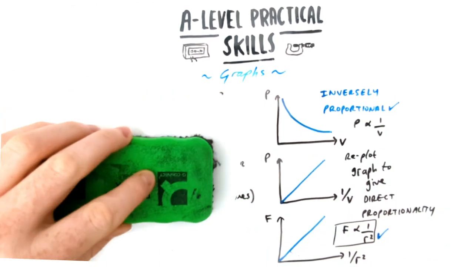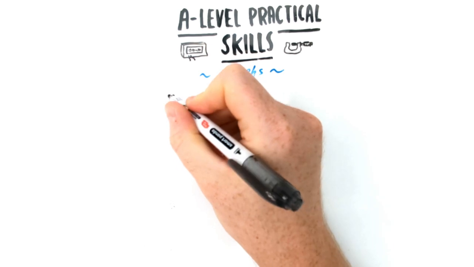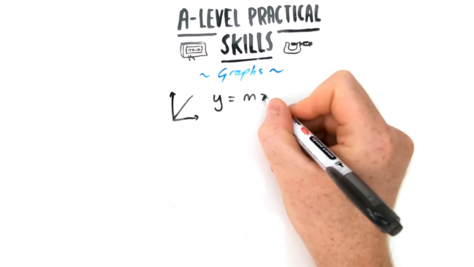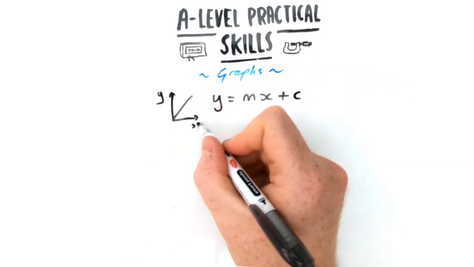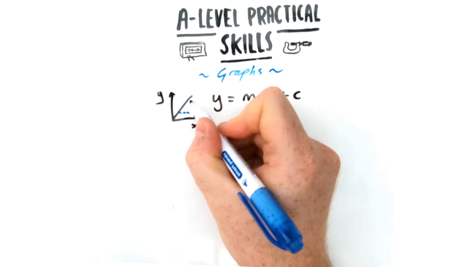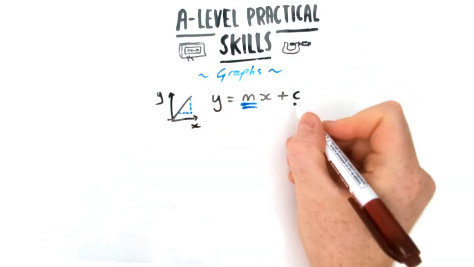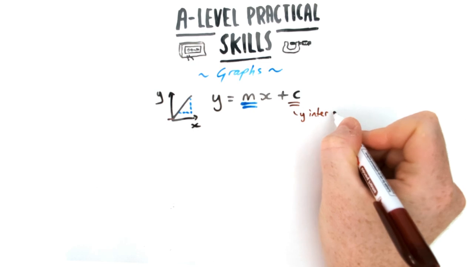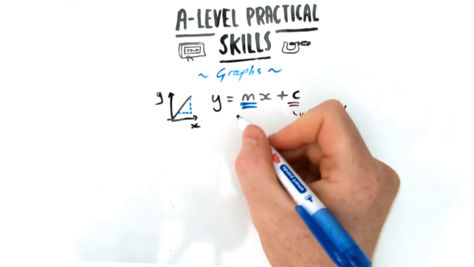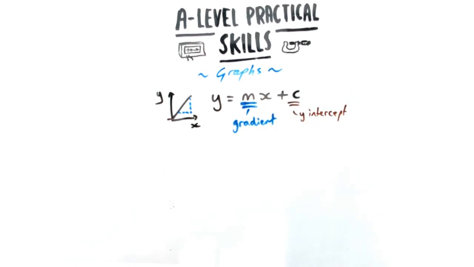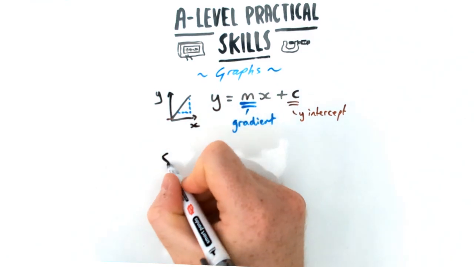One skill that comes up time and time again in A-level practical papers is being able to make use of y = mx + c and apply it to a bunch of different equations and work things out from graphs once you've redrawn them. Now, just a quick recap: y = mx + c, y is the y-axis, x is the x-axis, m stands for gradient, and this + c is the y-intercept.